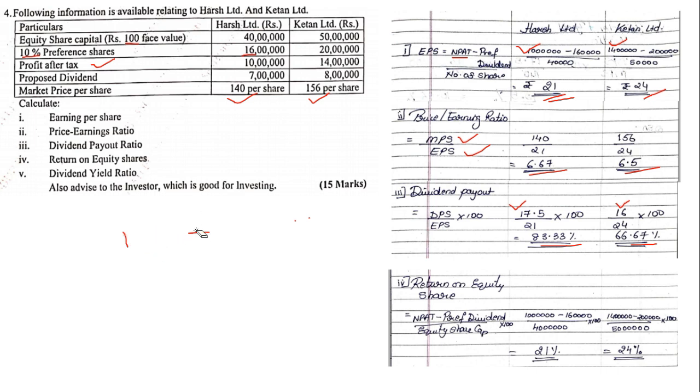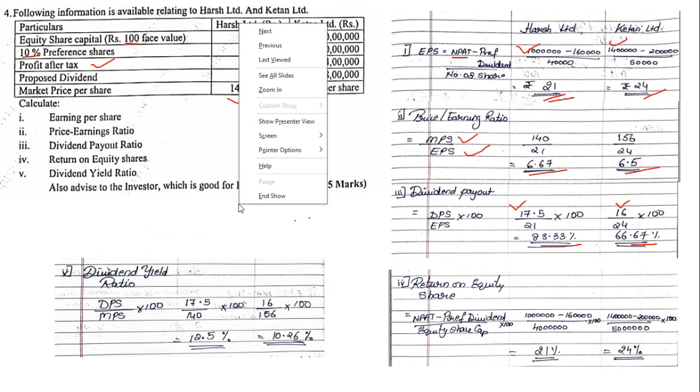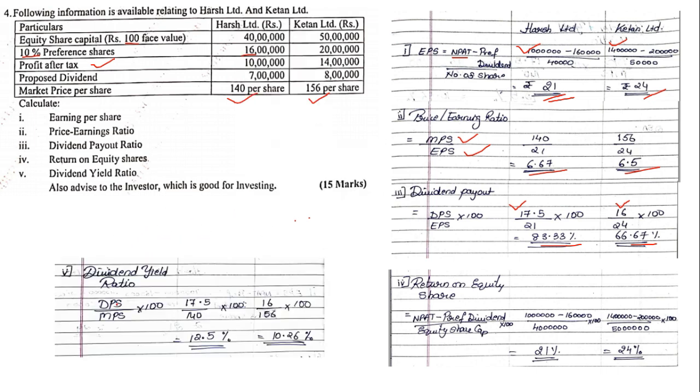Okay. And last, they had asked us to find the dividend yield ratio. The formula is dividend per share, which we have already found, 17.5 and 16, upon market price 140 and 156, into 100. So we get the answer as 12.5% and 10.26%.